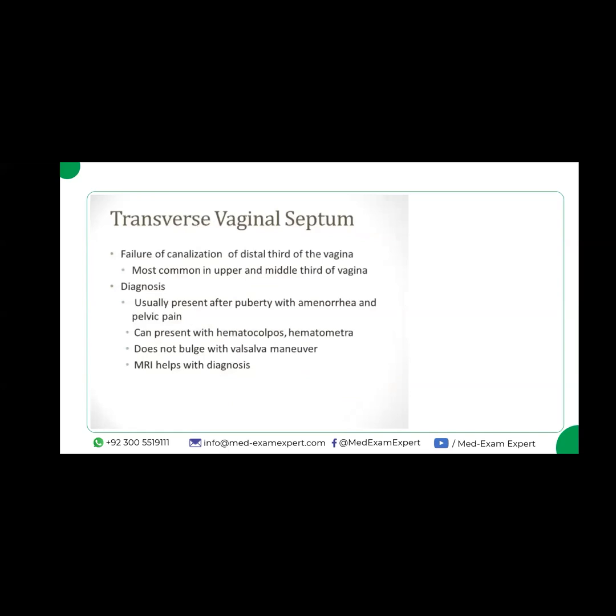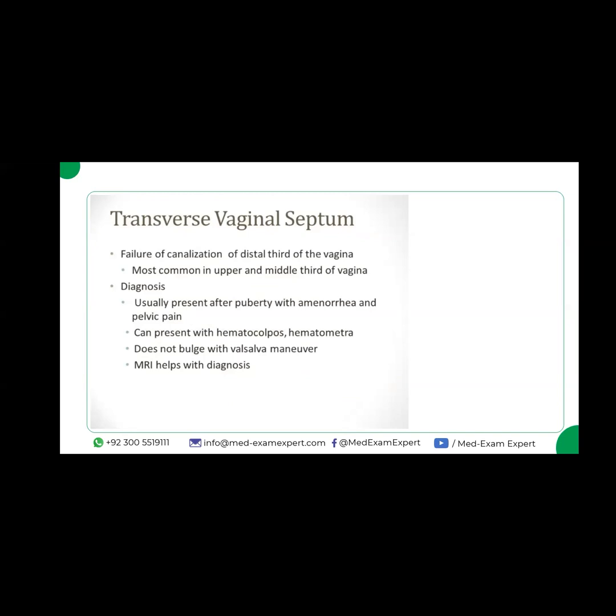All right, the second most important cause of primary amenorrhea in patients is the transverse vaginal septum. What happens in this condition, friends? There is failure of canalization of the distal third of the vagina, and this is most common in the upper and middle third of the vagina. The patient presents after puberty with primary amenorrhea and pelvic pain. The patient can also present with hematocolpus as well as hematometra.